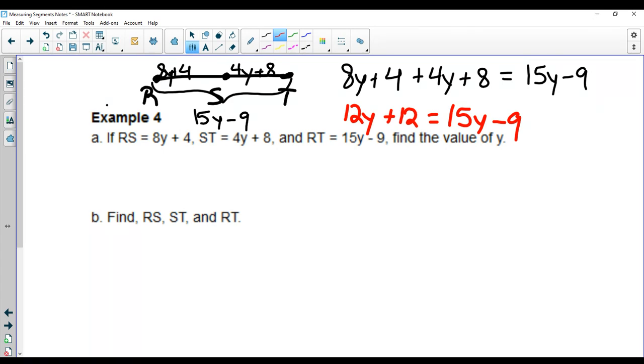Okay, so now I got to figure out where I'm going to move stuff. And I'm going to think smart about this from just me personally, okay? I'm going to think ahead a little bit. I like to keep my variable positive whenever I can, okay? So, if I move 15y over here, that means I would subtract 15y. Let me just go show you. 12 minus 15 is negative 3y. That's going to leave my y negative, and I personally don't like that. So what I'm going to do is I'm not going to do that step.